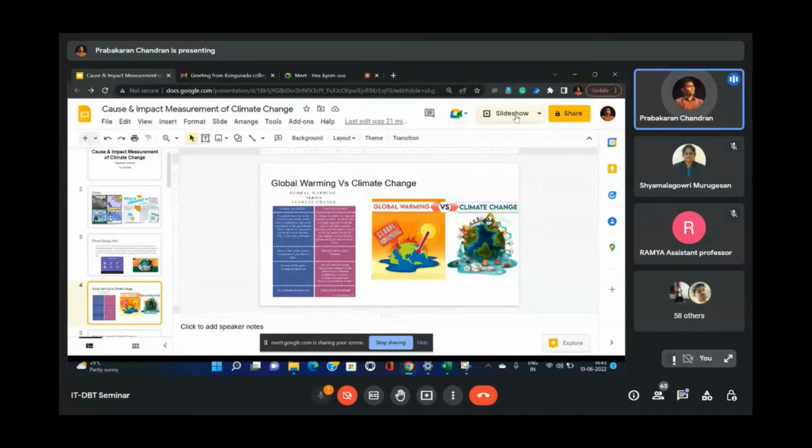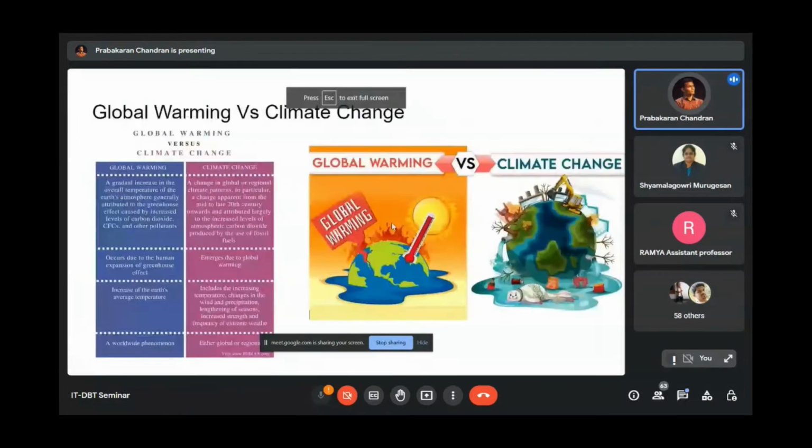So we are discussing now about global warming and climate change. Global warming is a worldwide phenomenon. It is not only dangerous for Chennai, India or Tamil Nadu, it is actually for everyone in this world. But climate change is where a particular region might face a change in its particular climate pattern.